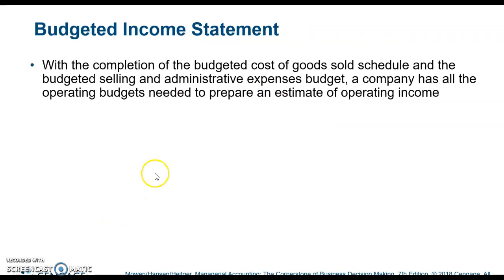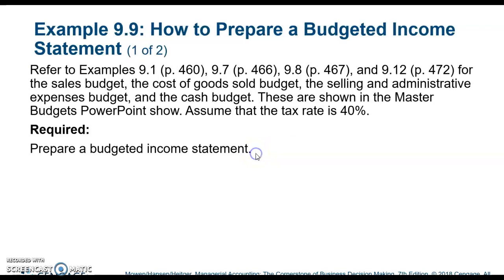Okay, so before we can do the budgeted income statement, we know the sales, and now we have the cost of goods sold budget. And we have the selling and administrative expense budget. So now those are the budgets we're going to need to be able to prepare the estimate of operating income. And so here shows us where we're going to get those things in the textbook and assumes that the tax rate is 40%.